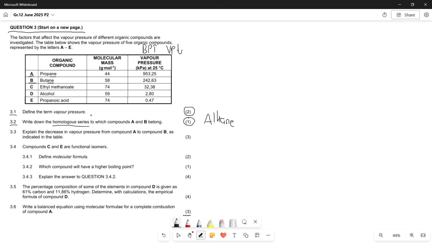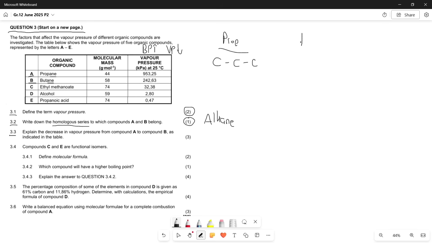Our homologous series for this is not a hydrocarbon. That is just the heading for the whole section when we start to reference alkanes, alkenes, and alkynes, but alkane is the homologous series, which means we have identified them. And then 3.3 says explain the decrease in vapor pressure from compound A to compound B as indicated in the table. So as we can see, propane has a higher vapor pressure and butane has a lower vapor pressure. So propane looks something like this: meth, eth, prop. So we have 3 of them. So this is our prop.